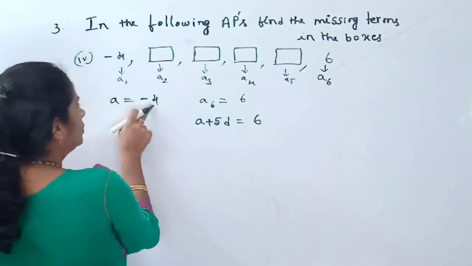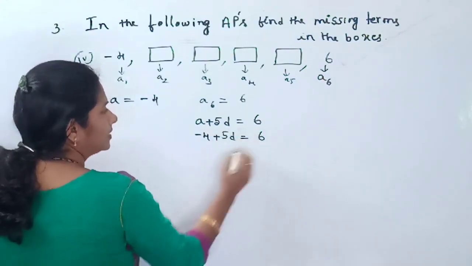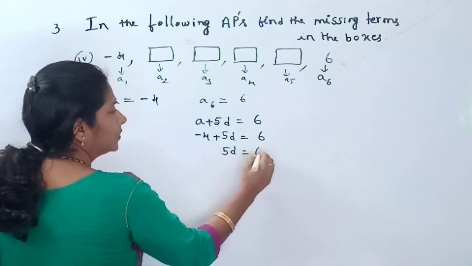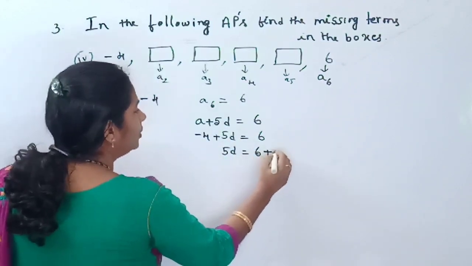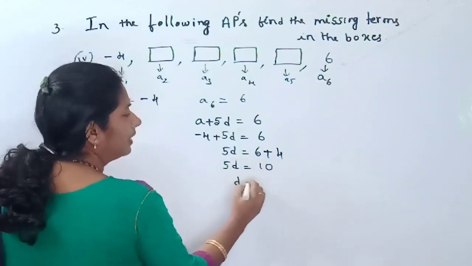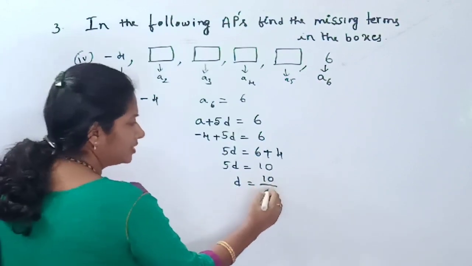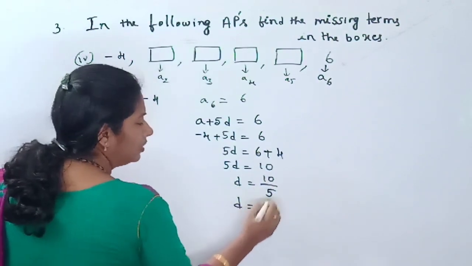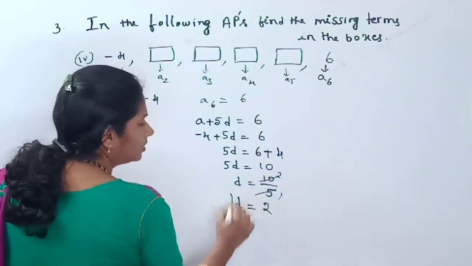So A value is how much? -4. Substitute there: -4 plus 5D equal to 6. So 5D equal to 6 minus -4. You transpose this to the right hand side, so it becomes +4. 5D equal to 10. D value is 10 divided by 5. You transpose to the right hand side, it becomes divided by 5. So D value is 5 1s are 5, 5 2s are 10. So D value is 2.